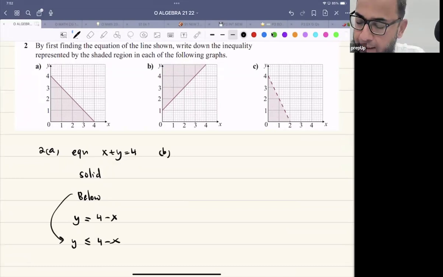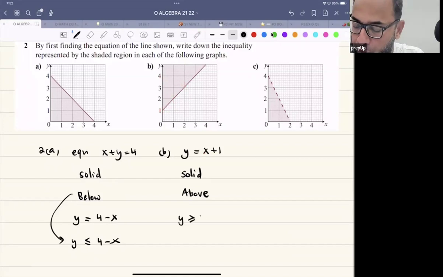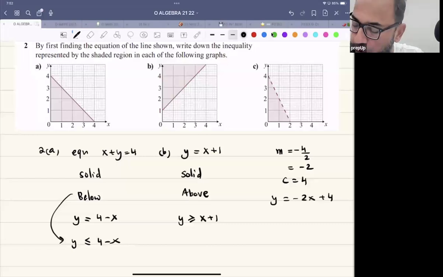And same goes for part B. I think this equation is y is equals to x plus 1. The gradient is 1, change in y is 1 unit, change in x is 1 unit, therefore the gradient is 1, the y-intercept is 1, and now it is above. So it's a solid line, it is above, y is already the subject, so y is greater than or equal to x plus 1. This one over here, let me calculate the gradient, that is 4 over 2 with a negative sign, that is negative 2. Y-intercept is 4, equation is y is equals to minus 2x plus 4.